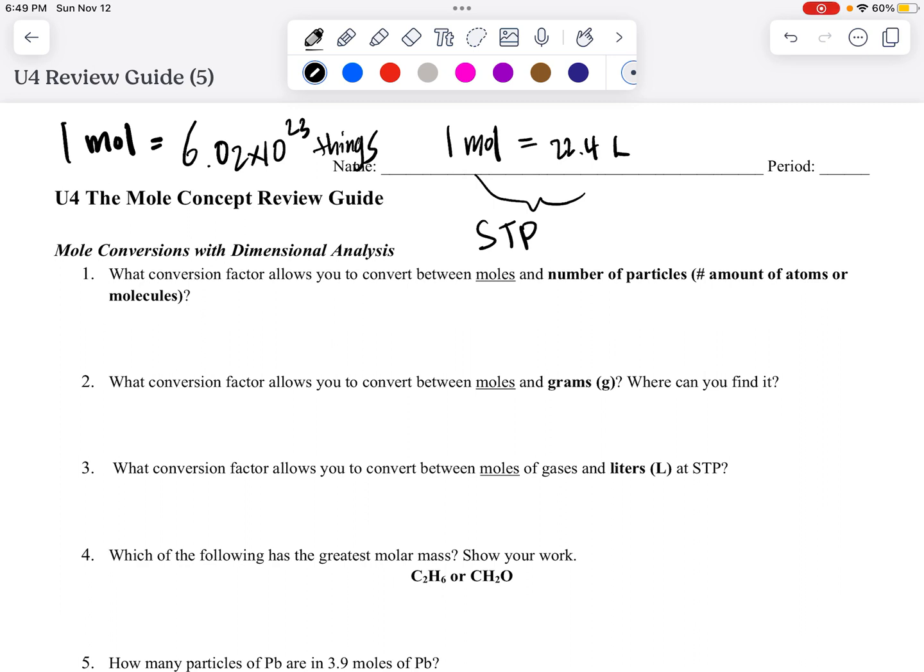Now, again, a quick note of reminder, STP stands for standard temperature and pressure. Temperature at 0 degrees Celsius, which is the freezing point, and pressure is going to be at 1 ATM. 1 atmospheric pressure, okay? So that's about how much atmospheric pressure that you're feeling right now, okay? So again, only for gases.